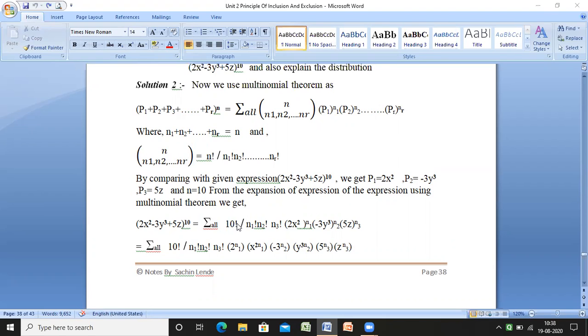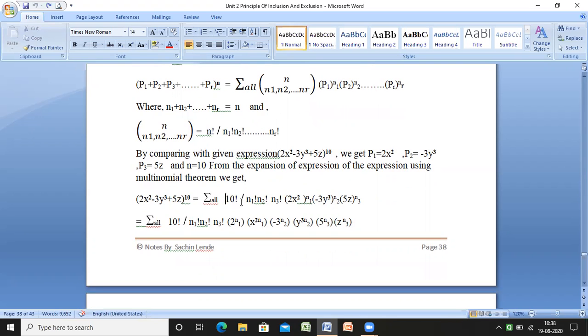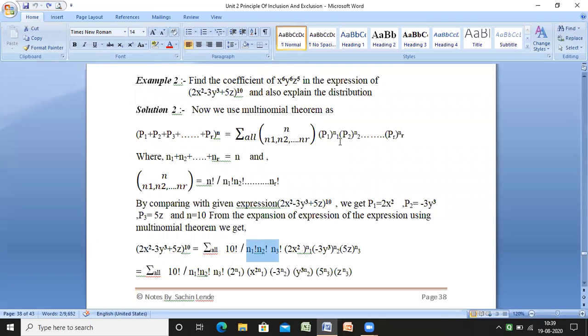Okay. So we put up 10 factorial, but we haven't put up the values of n1, n2, n3, because we didn't get the values of n1, n2, n3. Now, as far as this expression is concerned, p1 to the power n1, p2 to the power n2, p3 to the power n3, p4 to the power n4, till pr to the power nr.